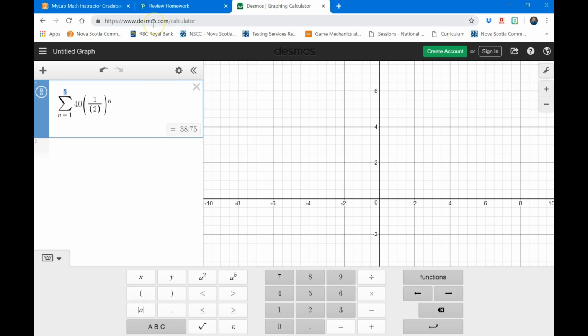I hope that helps. So to answer your question, a1, we just evaluate the first term at exponent 1.